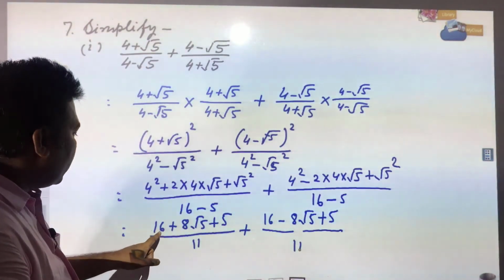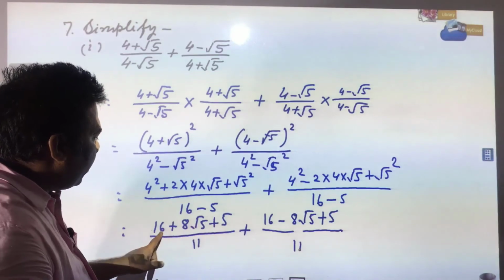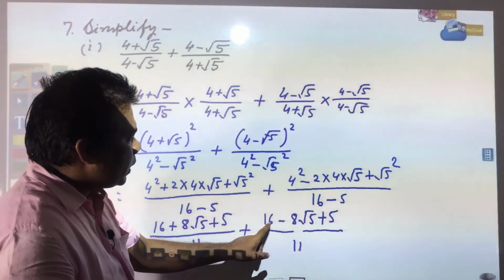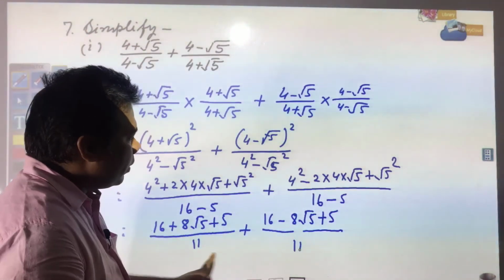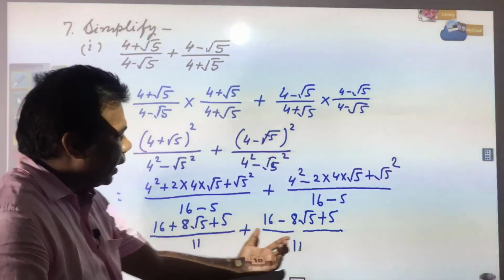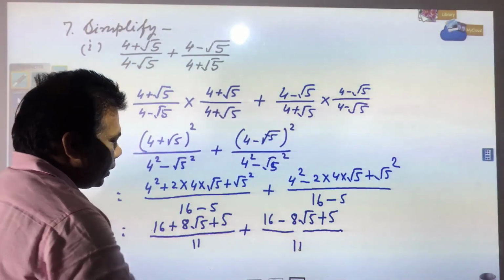Next you see, here you have 16 plus 5 is equal to 21. Here you have 16 plus 5 is equal to 21 and LCM you have 11. So, if you are adding these both terms, you will get LCM.